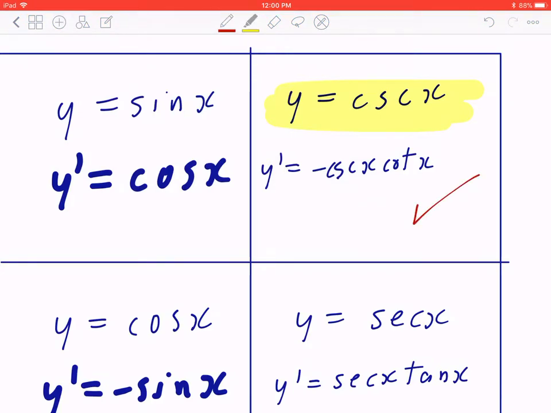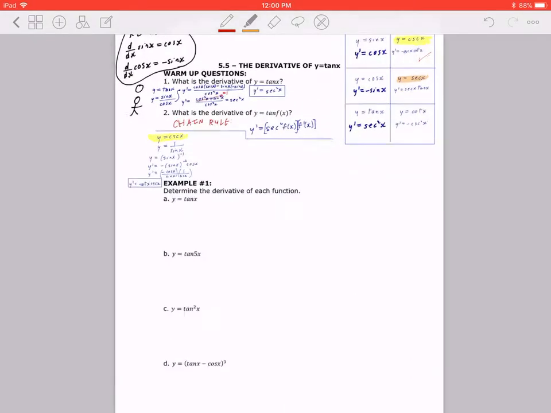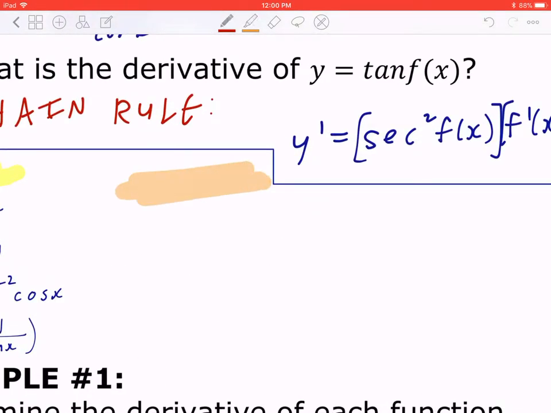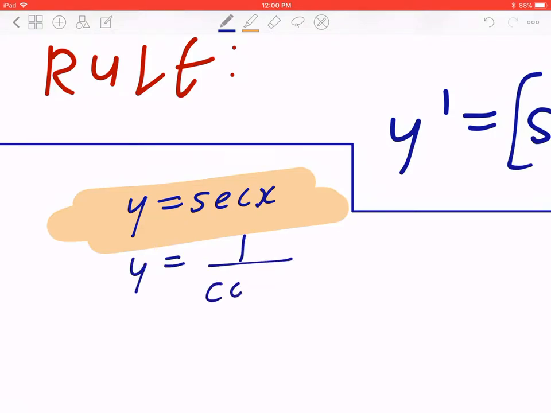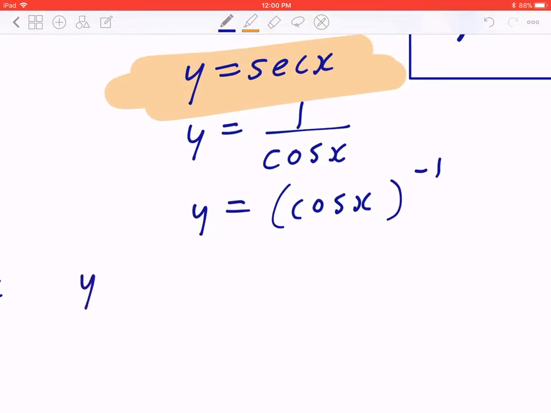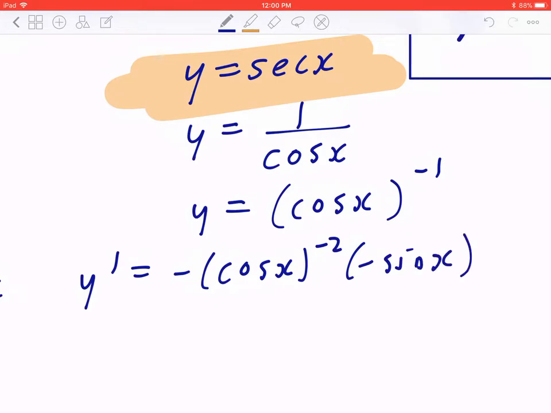Here's the next one. y equals secant x. Let's find a spot. Let's do it right here. So again, if y equals secant x, we write this in terms of 1 divided by cosine. Again, we're going to apply the chain rule. This is really cosine x in brackets to the power of negative 1. y prime equals, we bring negative 1 to the front, copy cosine x to the power of negative 2. Don't forget to multiply by the internal derivative, which is negative sine x.